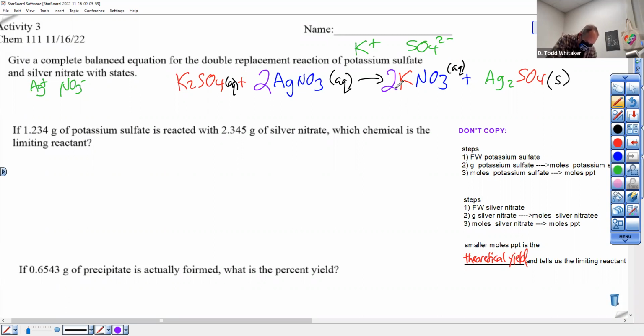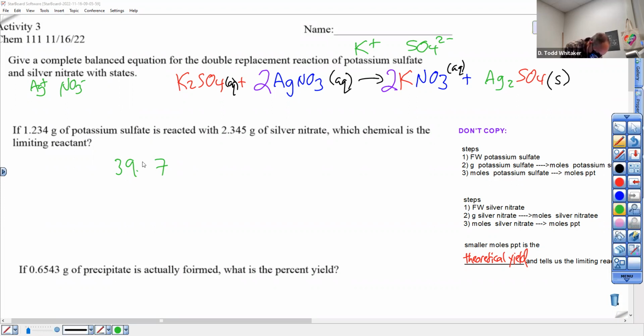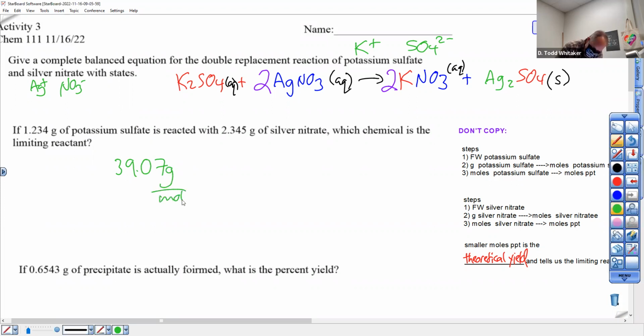Okay. So steps, formula weights, potassium sulfate. I can't read that far, and potassium's not in my memory bank. So what's the periodic table formula weight for potassium? I will always use my periodic table, 4 sig figs. Grams per mole. I don't need the units until the end. And remember, we're talking about potassium sulfate. If you don't write down what you're talking about, you're going to get them backwards.